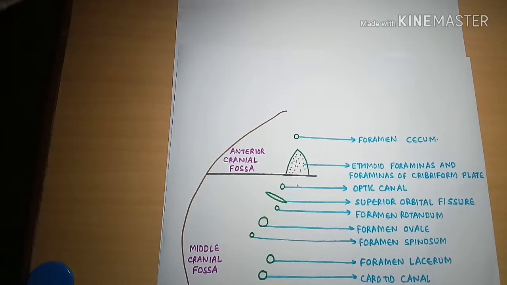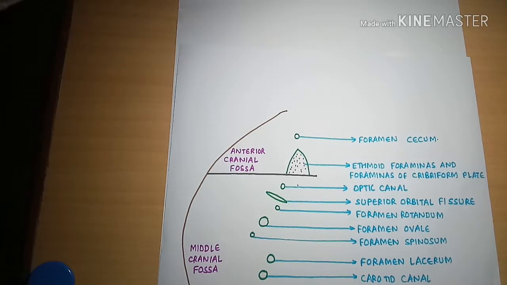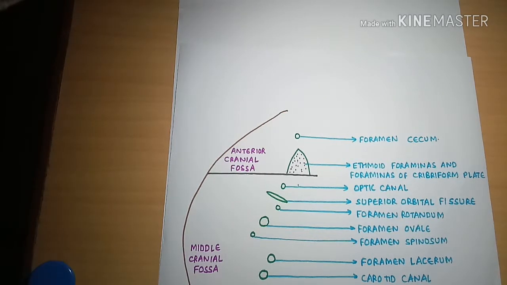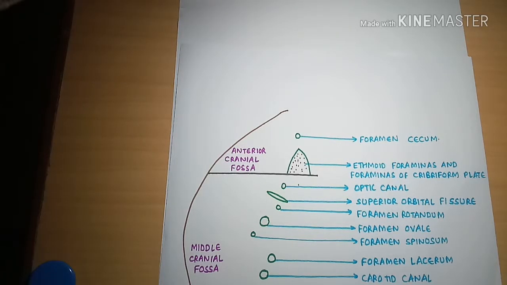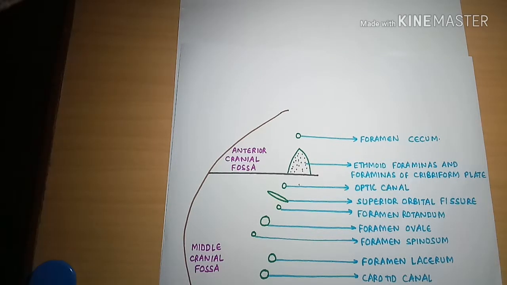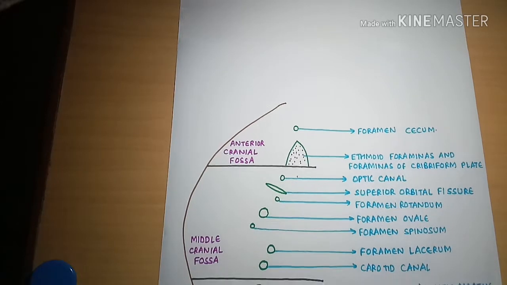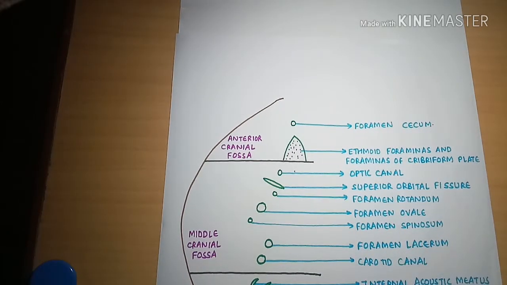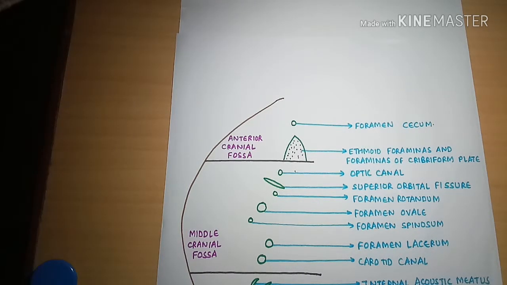Today's lecture topic is to study the cranial nerves through the foramina. In the previous part, in the skull video, we studied the internal structure of the skull, which is divided into three fossae: the anterior cranial fossa, the middle cranial fossa, and the posterior cranial fossa. There are many foramina present in these fossae. The anterior cranial fossa consists of the foramen cecum, the ethmoid foramina, and the foramina in the cribriform plate.